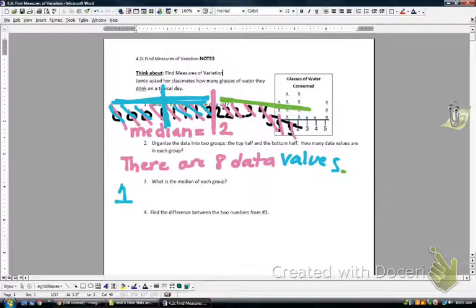And then I'm going to do the same thing for the upper half. I'm going to work my way into the middle. And so there is the middle of my upper half of my data. How I do that is I find the average, but I know the middle between 3 and 4 is 3.5. Okay, then the last question says find the difference between the 2 numbers from number 3. So if I take 3.5 minus 1, I get 2.5.